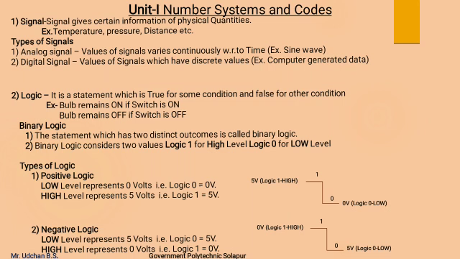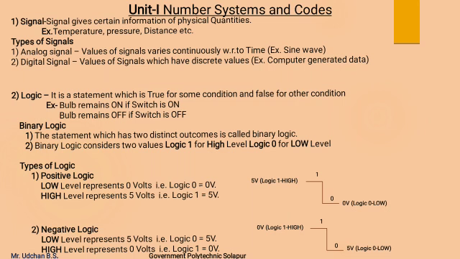First we will see some definitions. What is a signal? A signal gives certain information of physical quantities such as temperature, pressure, distance, etc. There are two types of signals. One is analog, second is digital. Analog signals are continuous in nature. That is, we get information of analog signals at any instant of time.